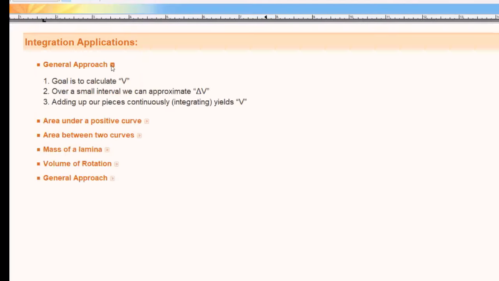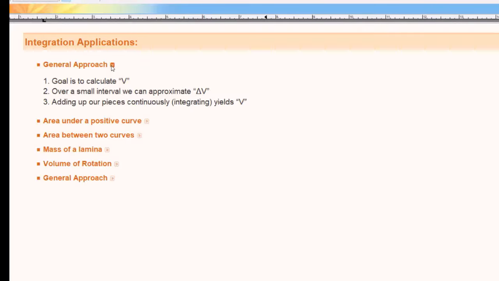So to outline our general steps, we're trying to figure out some value. We're going to call it V in this case. And the problem is that V is hard to calculate because something inside is changing. Maybe the height is changing, or the density of something is changing, or the probability of some event is changing. But whatever it is, it makes it hard for us to calculate V.